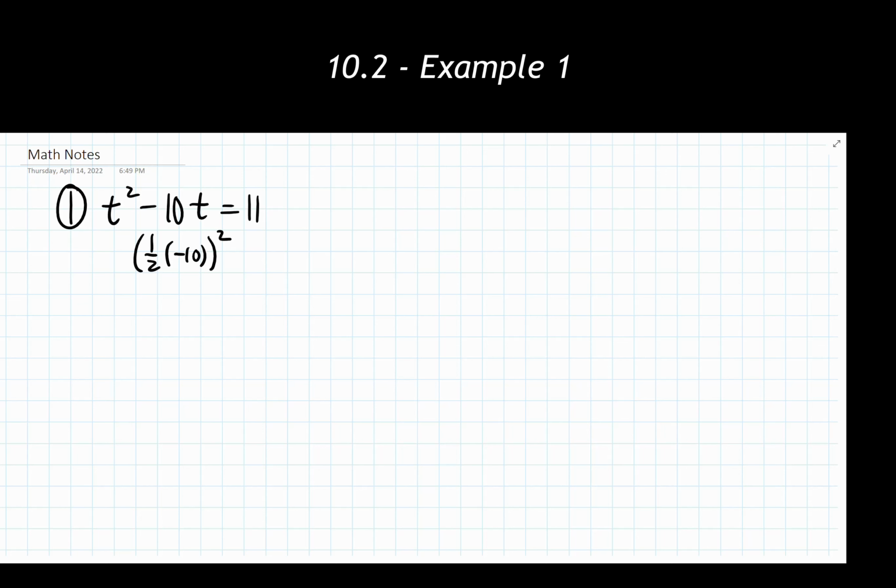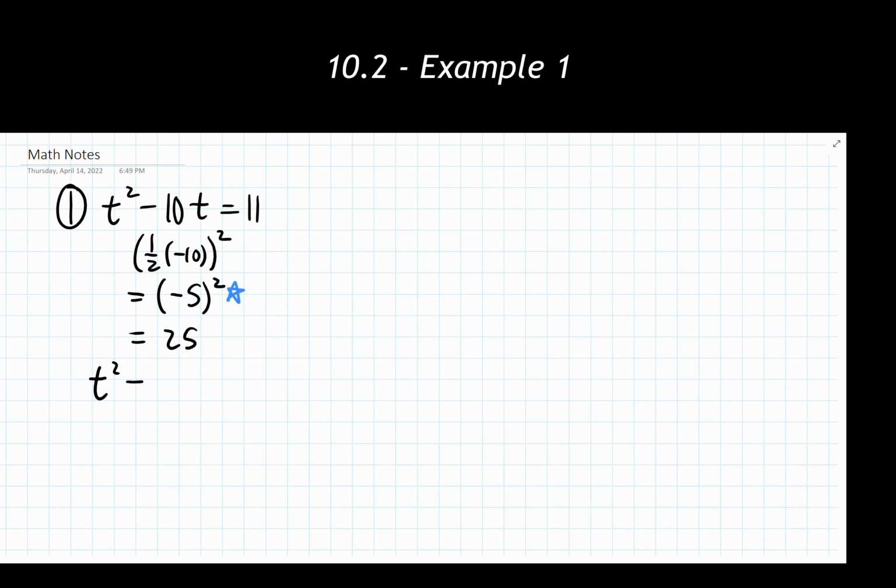So I've identified b. I'm taking half of my b value, which is going to give me negative 5, and that'll be squared. And this is the thing that we want to write. This is the step that we want to have for ourselves. Now when I square this, I'm going to be getting 25. I'm then told I need to add this to both sides of this equation.